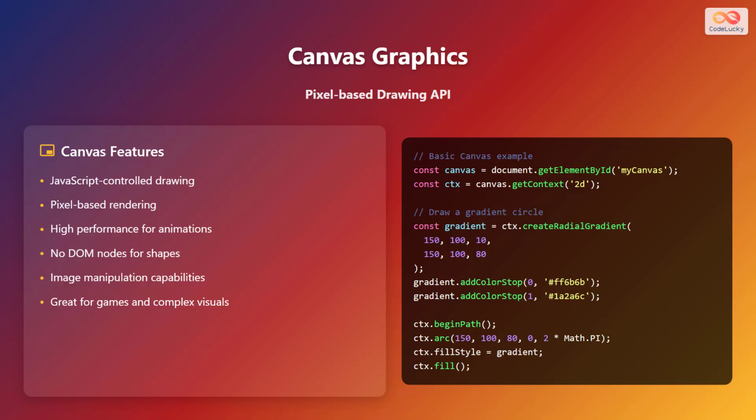Here is a basic Canvas example using JavaScript. This code retrieves a Canvas element, gets its 2D drawing context, creates a radial gradient, and draws a circle with the gradient fill. This method allows for highly customizable and dynamic graphics.